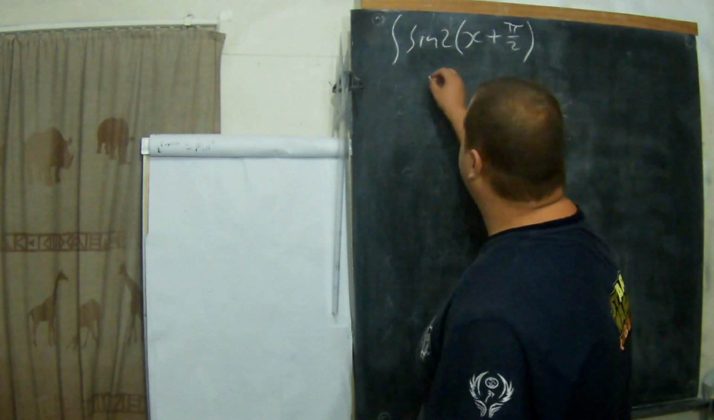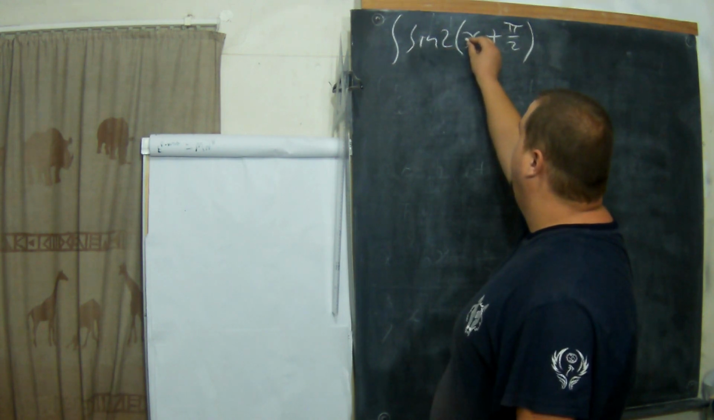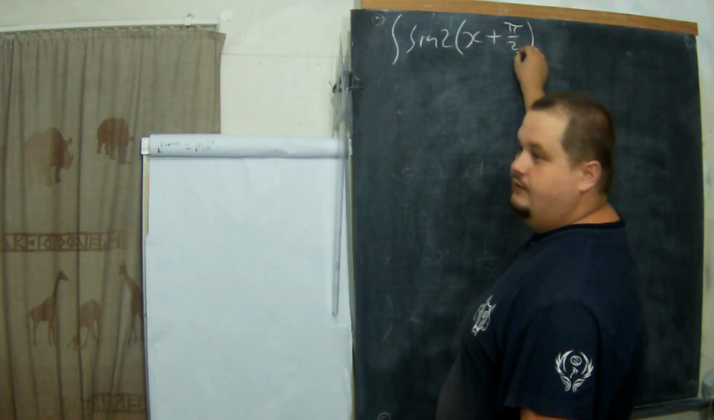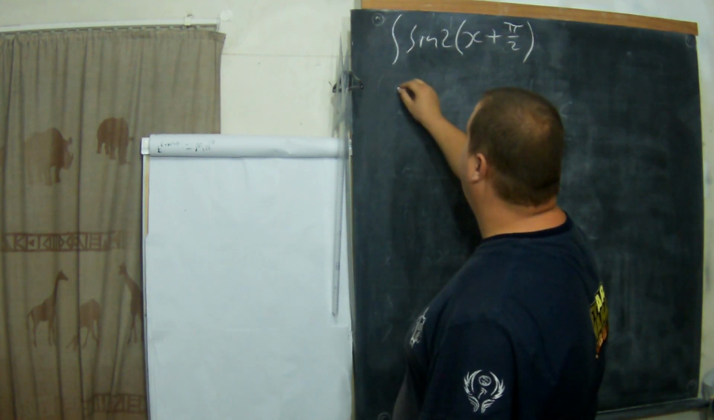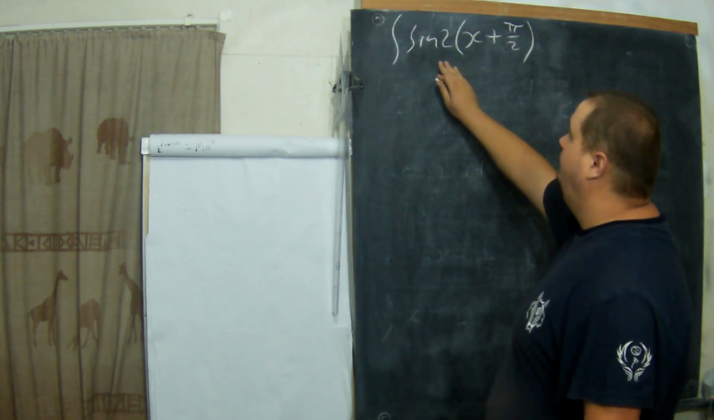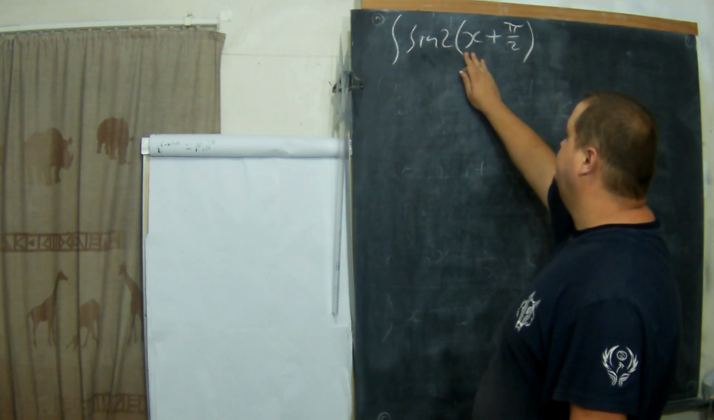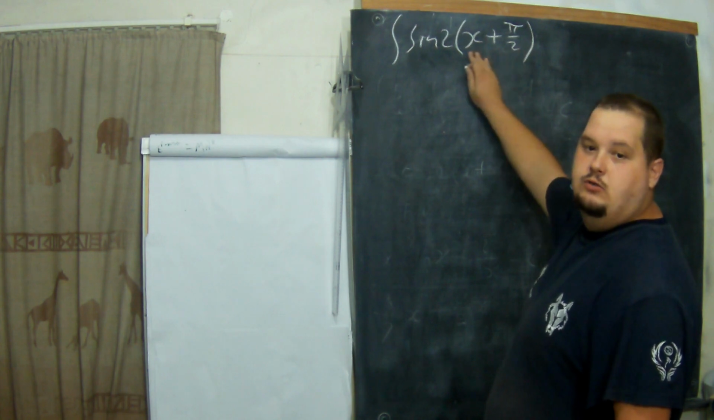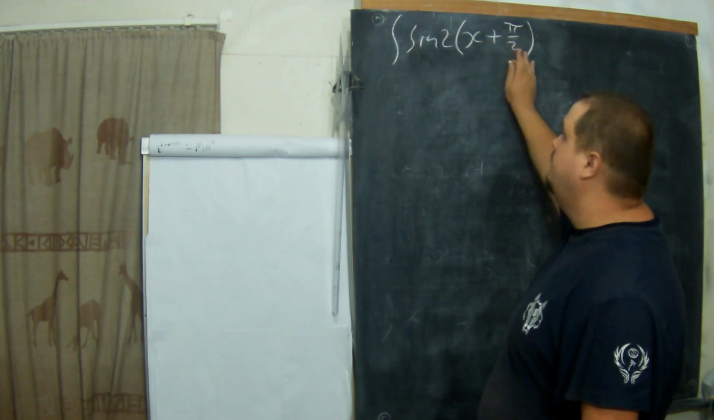Next sum. This sum says sine of 2x plus pi over 2. So what we have to do now is say the only things of relevance here are the sine and the 2. The plus pi over 2 is of no consequence whatsoever in this particular sum.